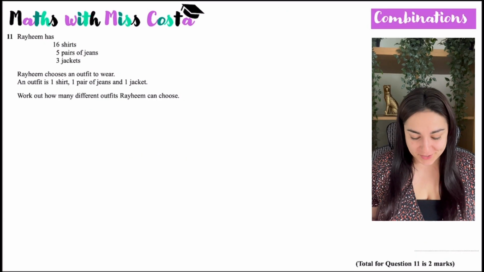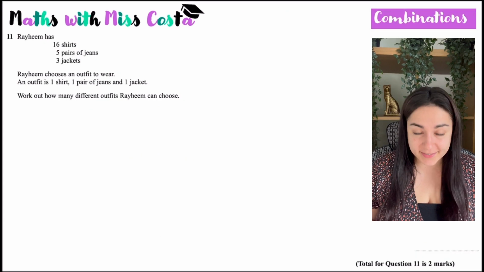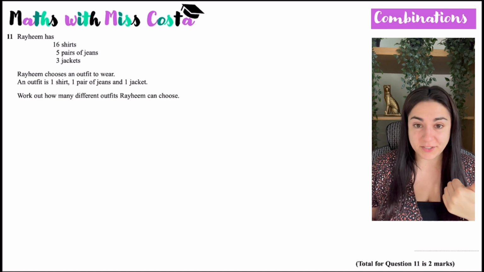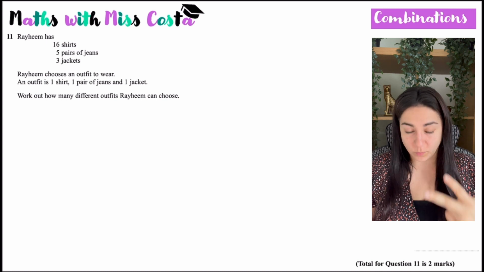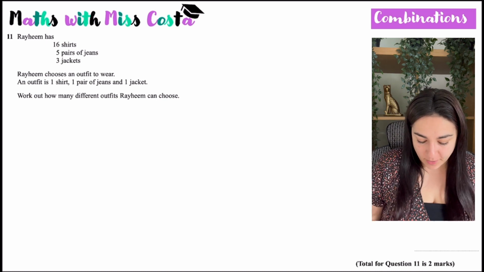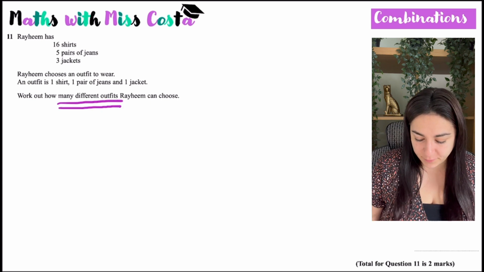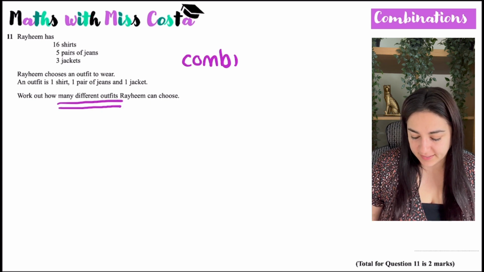Okay, so in this question, I'm being told that Raheem has 16 shirts, 5 pairs of jeans, and 3 jackets. And Raheem chooses an outfit to wear, which is 1 shirt, 1 pair of jeans, and 1 jacket. And I need to work out how many different outfits Raheem can choose, i.e. how many different combinations I can do.